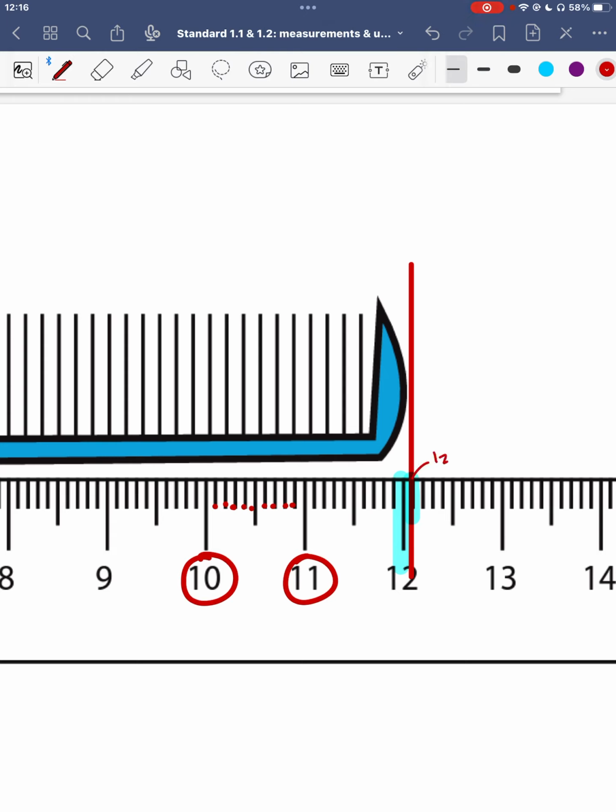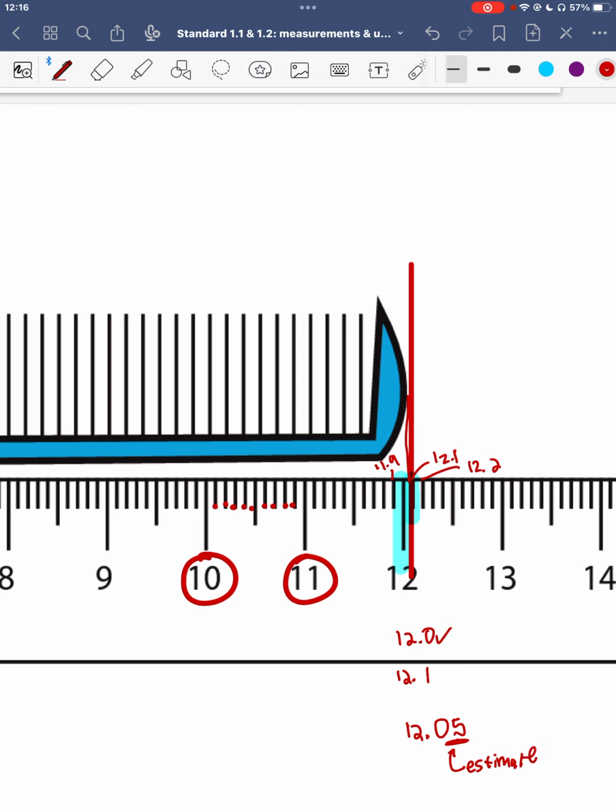So that's going to be 12.1, 12.2, 11.9, etc. Okay, so I see that the comb is somewhere between 12.0 and 12.1. It looks like it's about halfway in between, so I'm going to call that 12.05. So I estimated one digit beyond what the ruler actually showed me.